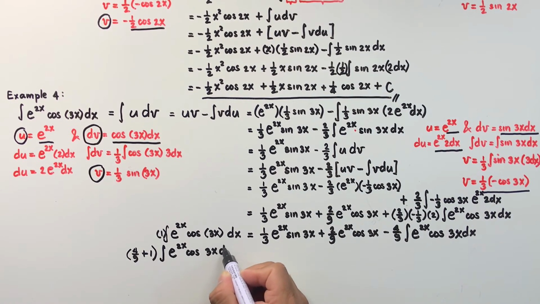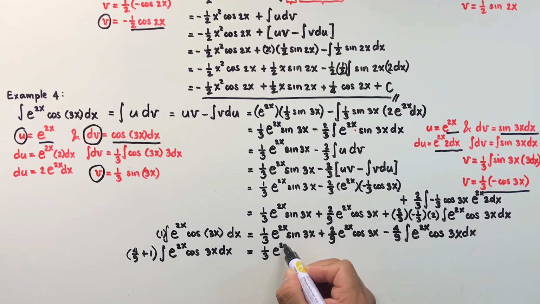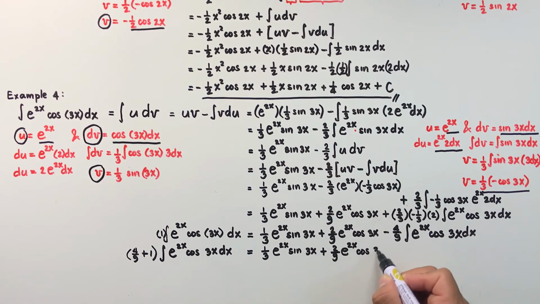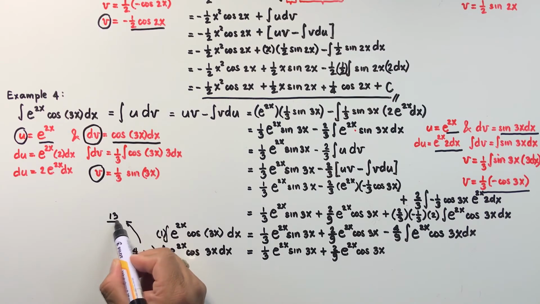So 4 over 9 plus 1 times the integral of e to the power 2x cosine 3x dx. And this is equal to 1/3 of e to the power 2x sine 3x plus 2 over 9 of e to the power 2x cosine 3x. And this is already 0 here because you are adding both sides of the equation by this quantity. So this quantity will be cancelled at the right because it combines here at the left side of the equation. And we know that this 4 over 9 plus 1 is just 13 over 9.